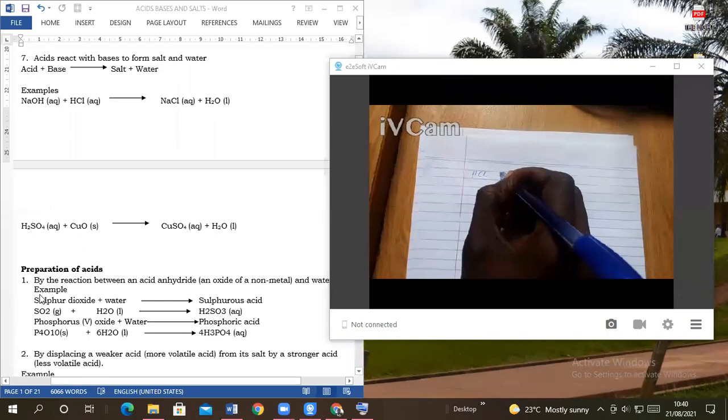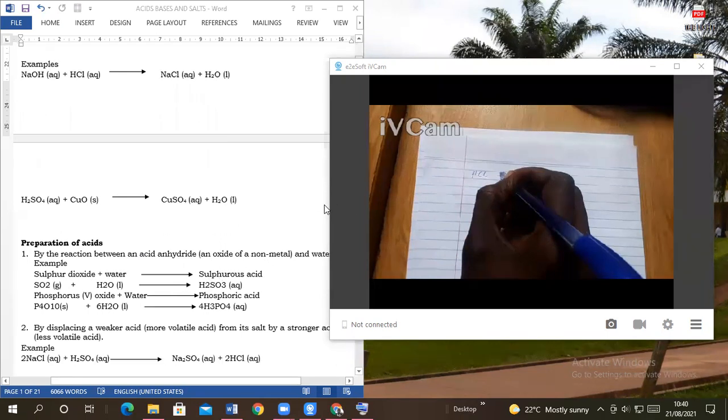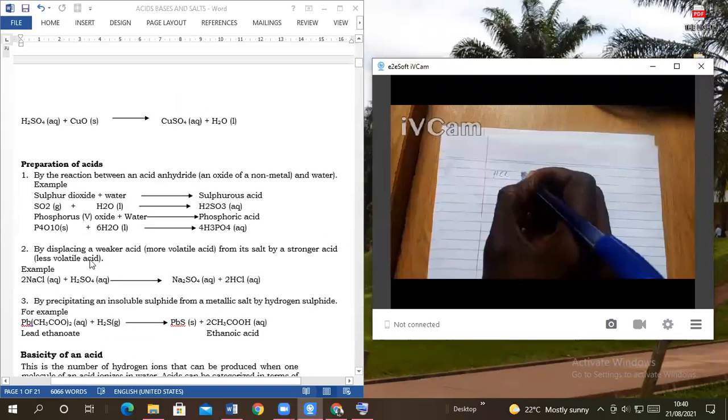Even nitrogen dioxide, NO2, if it dissolves in water, gives us nitric acid, which is an example of an oxide of a non-metal and an acid anhydride. The end product is water. This is the way you prepare the acids. Phosphorus pentaoxide in water gives you phosphoric acid. This is phosphoric acid, H3PO4. This 3 is down, and this 4 is also down, the oxygen.